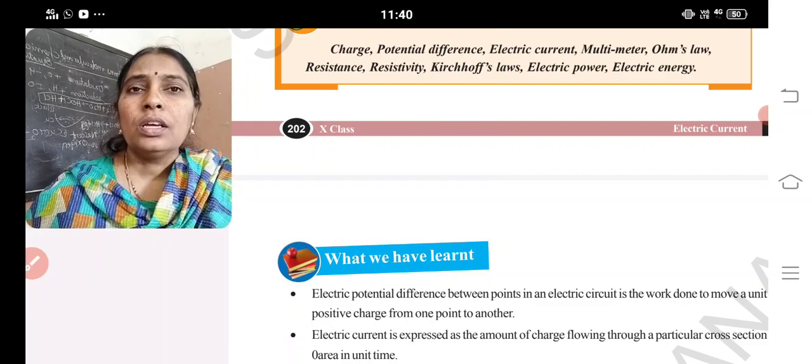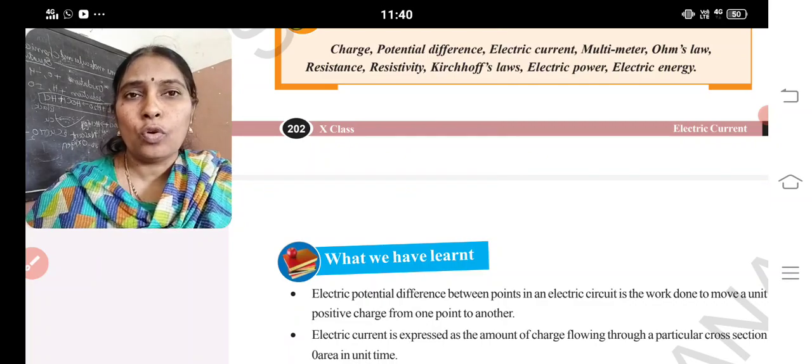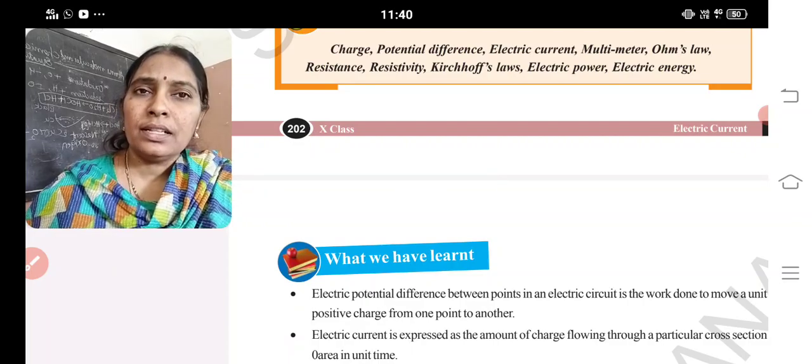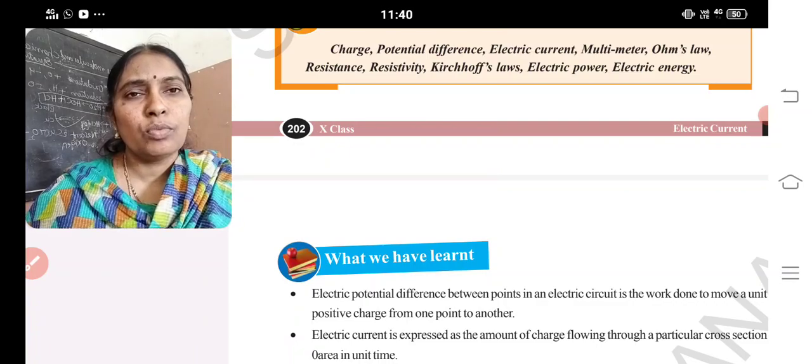Next come the ohmic conductors. Conductors which obey Ohm's law are said to be ohmic conductors, and those which do not obey Ohm's law are said to be non-ohmic conductors. Metals are ohmic conductors; semiconductors and gases are non-ohmic conductors. We also discussed the graph, how to plot and draw that graph.